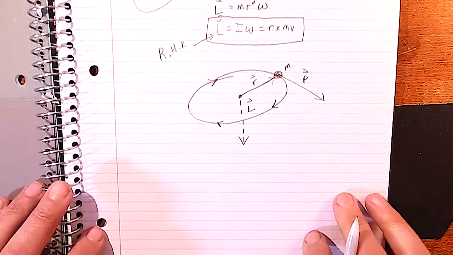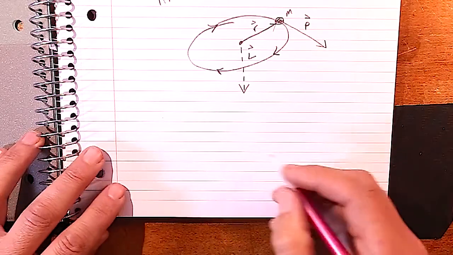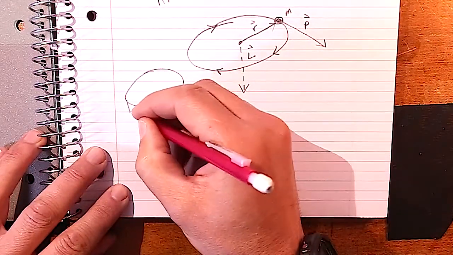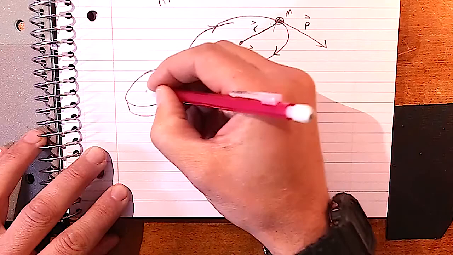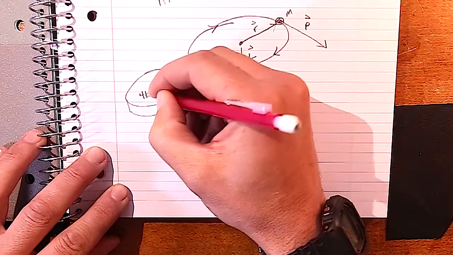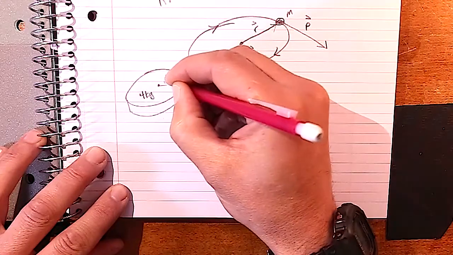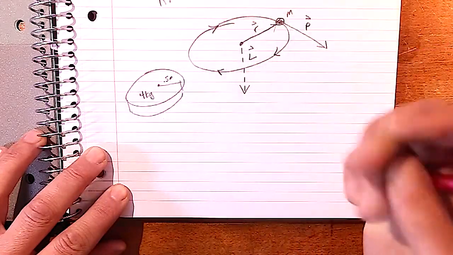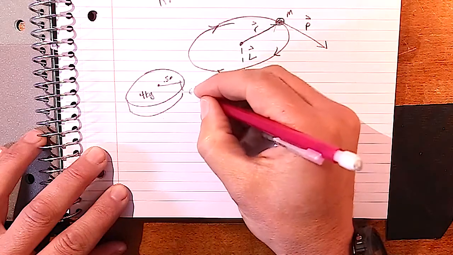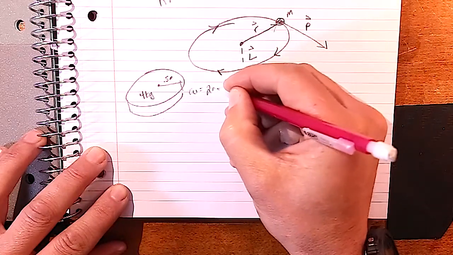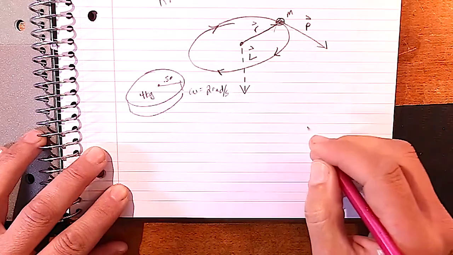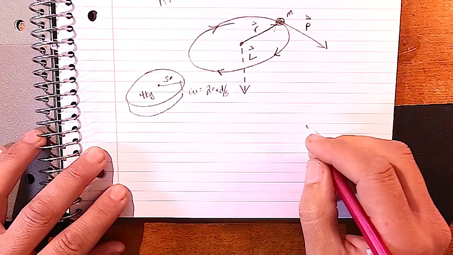So let's do a simple problem. Let's say we have a solid disk, and that disk has a mass of 4 kilograms and a radius of 0.5 meters. And let's say it's spinning at 2 radians per second. And the question is, find the angular momentum.